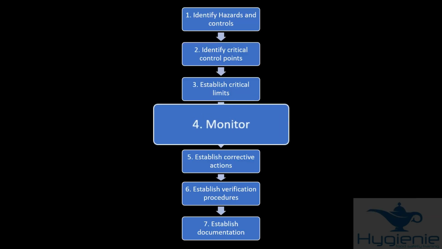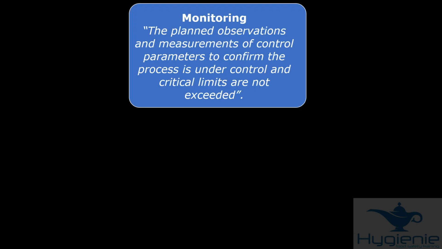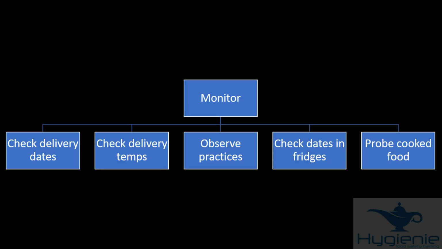Number 4, monitoring. The planned observation and measurements to control parameters to confirm the process is under control and critical limits are not exceeded. In other words, it's how we measure. Examples are checking delivery dates, checking delivery temperatures, observing practices, checking dates in fridges, and probing food.